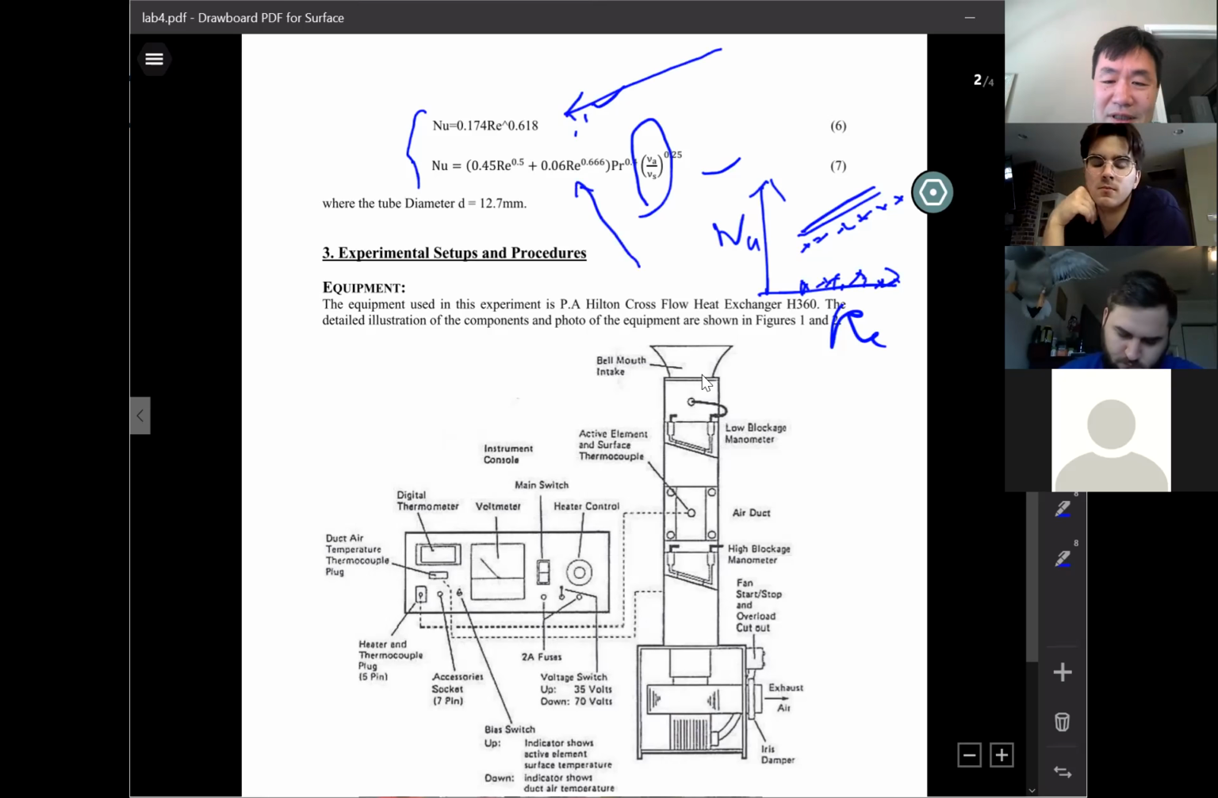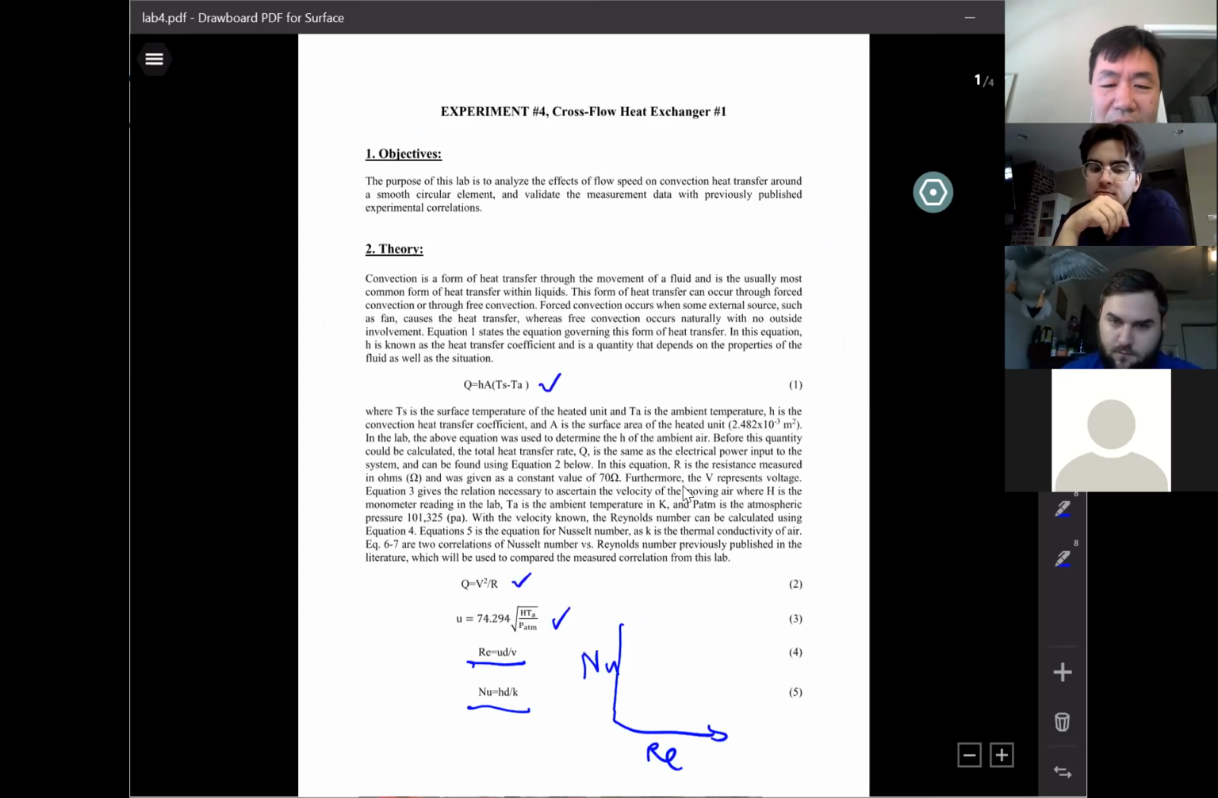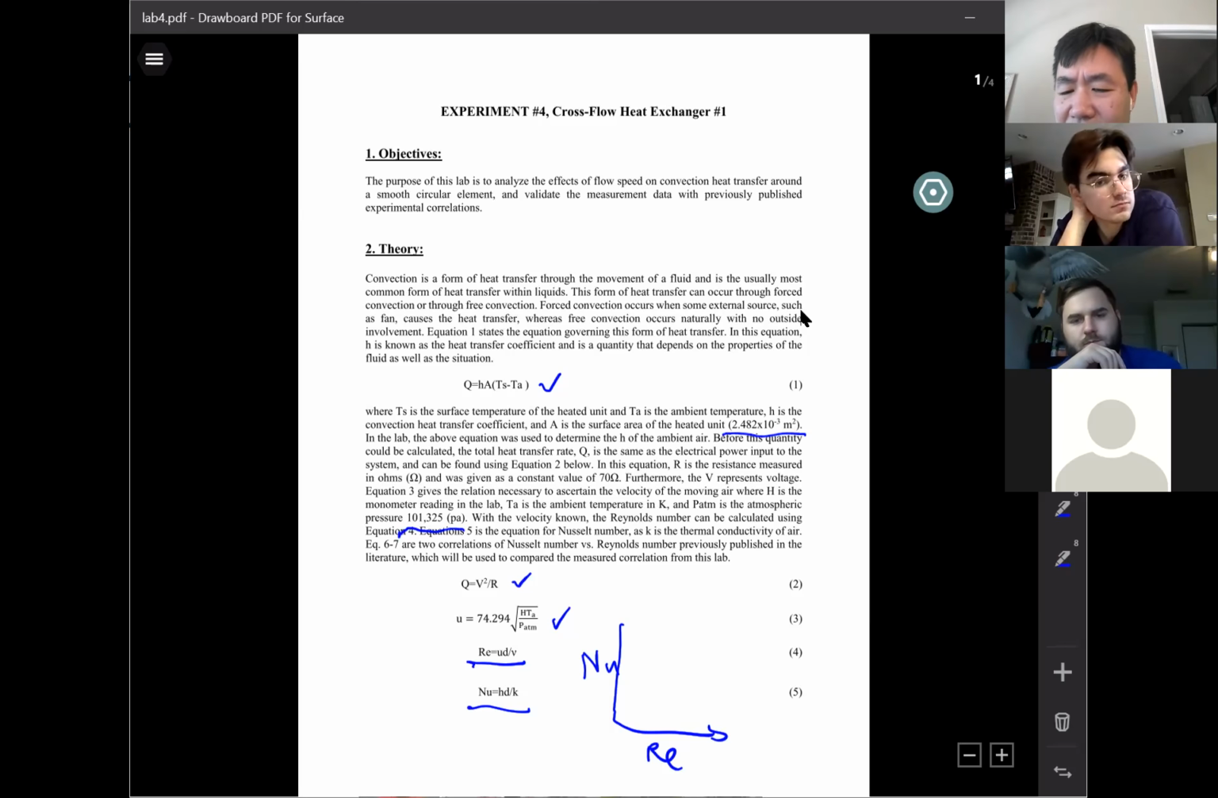I think all the quantities are given in the handout. The total surface area is given. The diameter is given somewhere. The pressure value for this equation is also given, and the pressure reading, H, will be on the data sheet. I will give it to you.